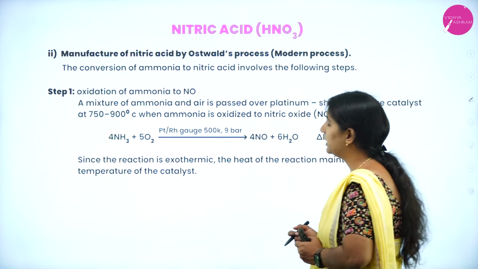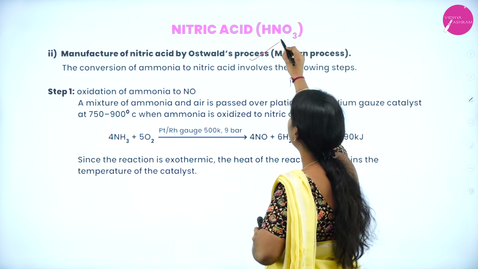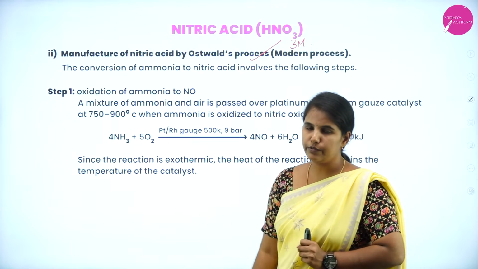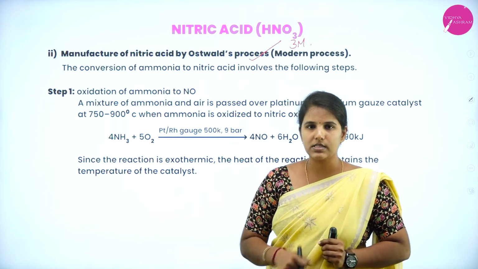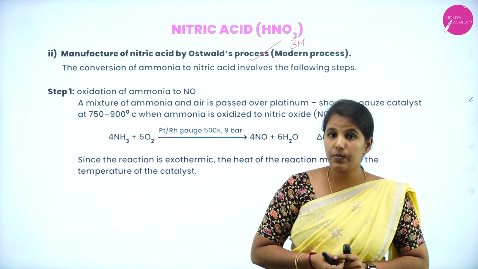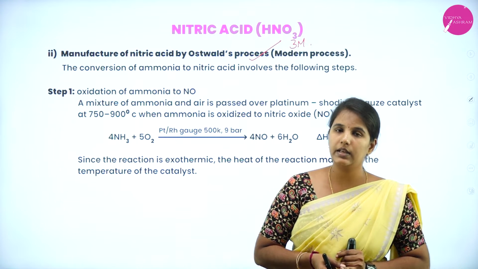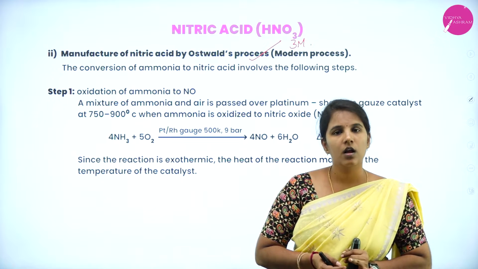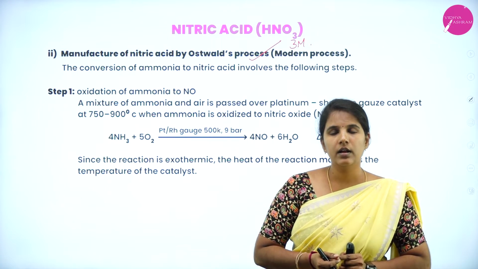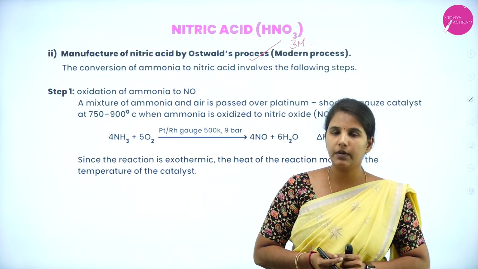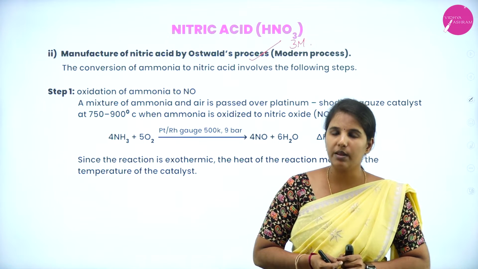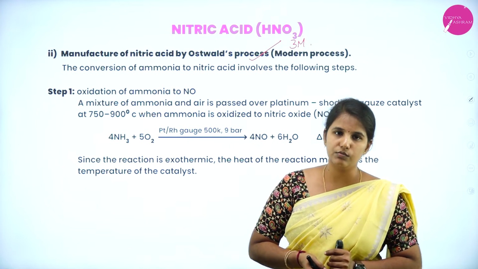We have one more method, and again this is one of the important processes, the manufacturing of nitric acid by Ostwald process, which will be asked for 3 marks. Why am I stressing this? Because from this unit, we can expect the manufacturing of nitric acid by Ostwald process, or the manufacturing of ammonia by Haber's process. And we have one more method, that is preparation of sulfuric acid by contact process. All 3 processes are very important; definitely one of them will come in the exam.